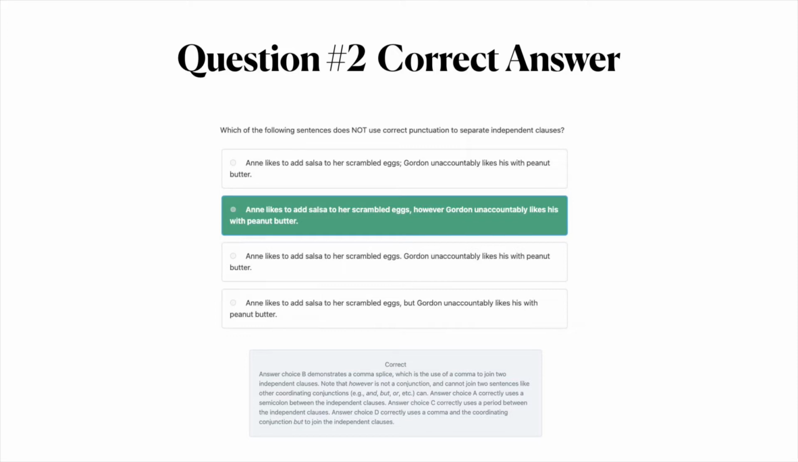Answer choice C correctly uses a period between the independent clauses. Answer choice D correctly uses a comma and the coordinating conjunction, but, to join the independent clauses. Let's move on to question number 3.